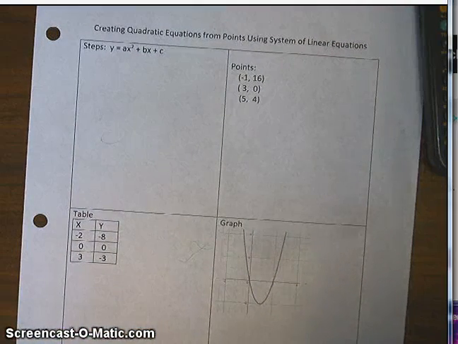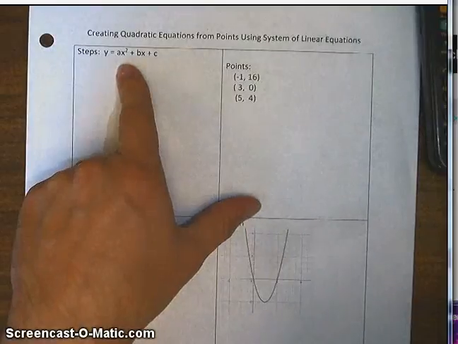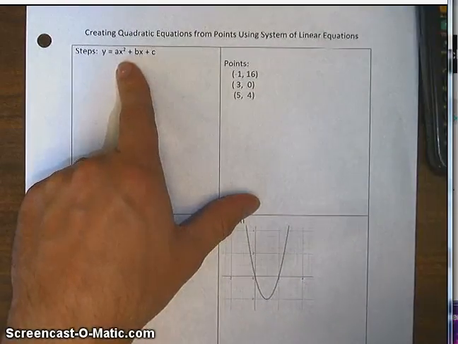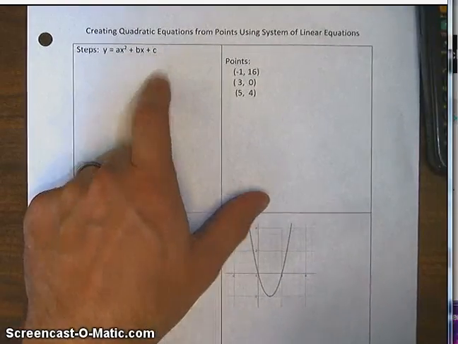Today I want to talk to you about writing quadratic equations from a given set of points. Now, the standard form of the quadratic equation is y equals ax squared plus bx plus c.